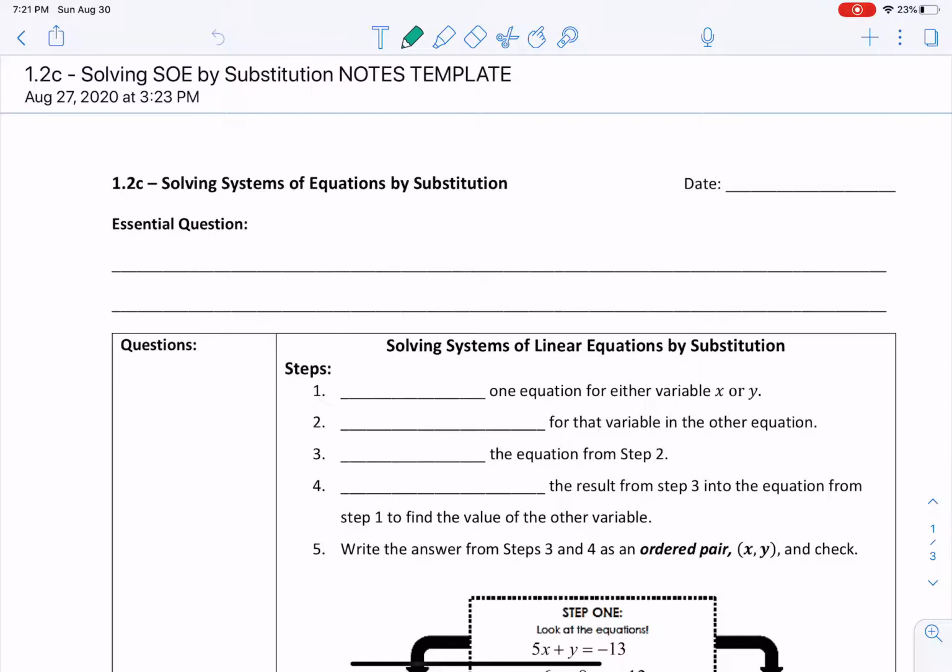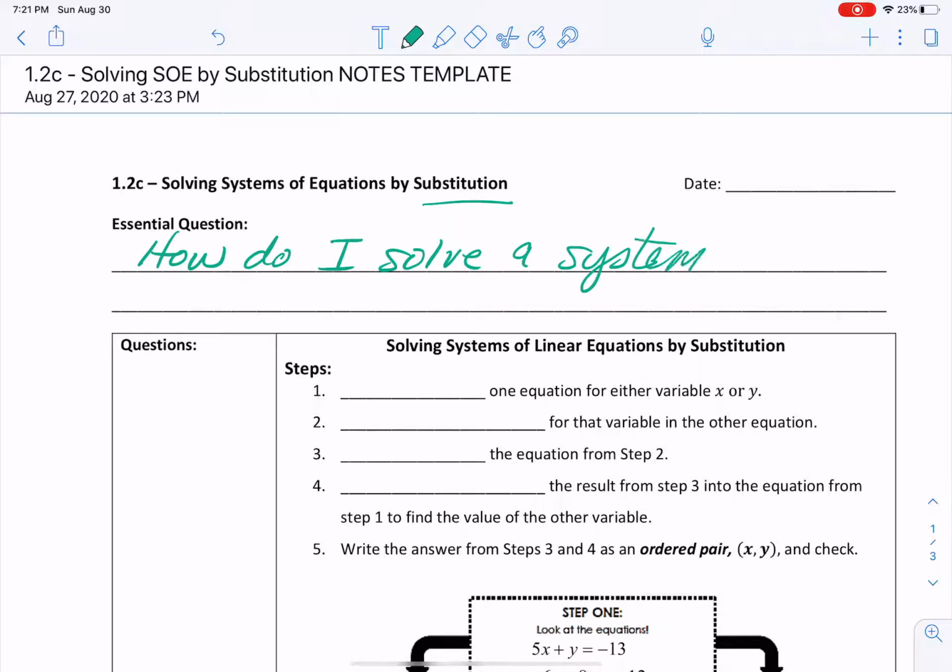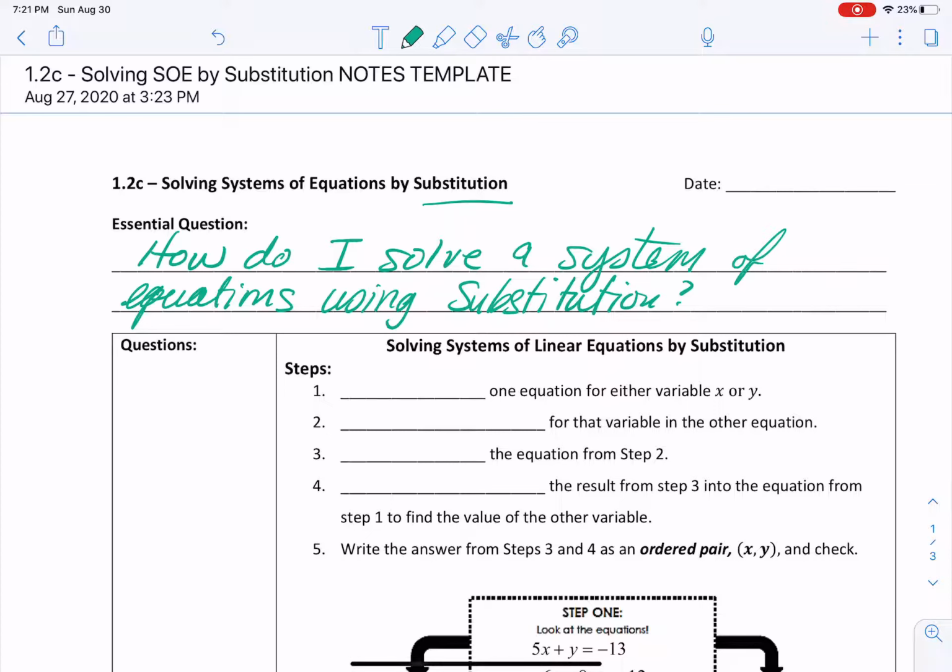Okay, so this is how to solve systems of equations using the substitution method. So our essential question, what we're looking for, is how do I solve a system of equations using the substitution method. Remember that a system is two or more equations with two or more variables. In our case, we're going to focus on the two, but there can be more.